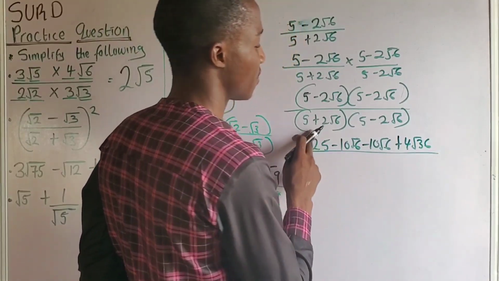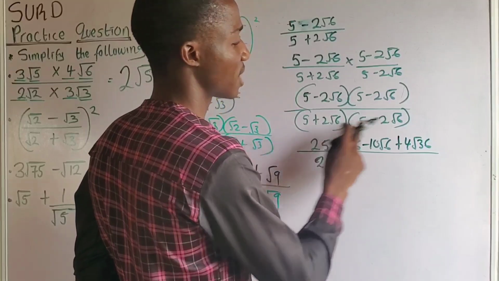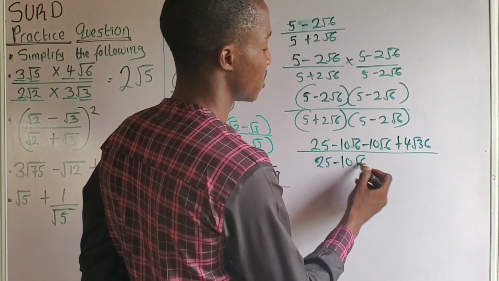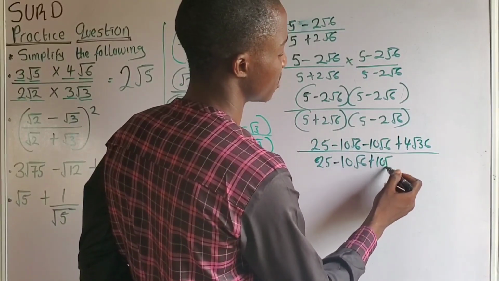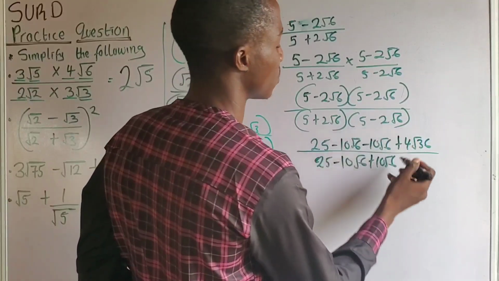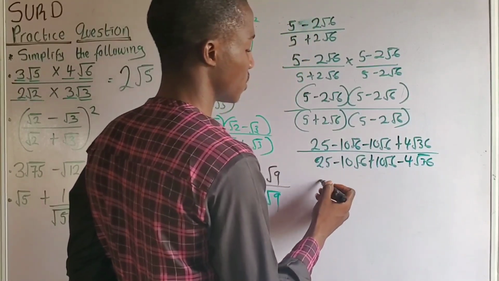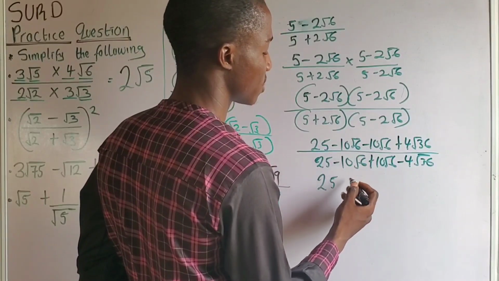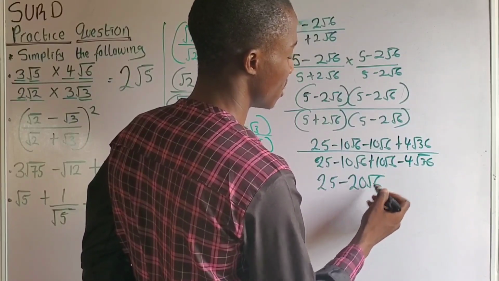All over 5 times 5 is also what? 25, yes. 5 times negative 2 root 6, that is what? Minus 10 root 6. 2 root 6 times 5, that is what? Plus 10 root 6, yes. Plus 2 root 6 times minus 2 root 6, that is what? Minus 4 root of 36, okay? 25 minus 10 root 6 minus 10 root 6, that is what? Minus 20 root 6, okay?